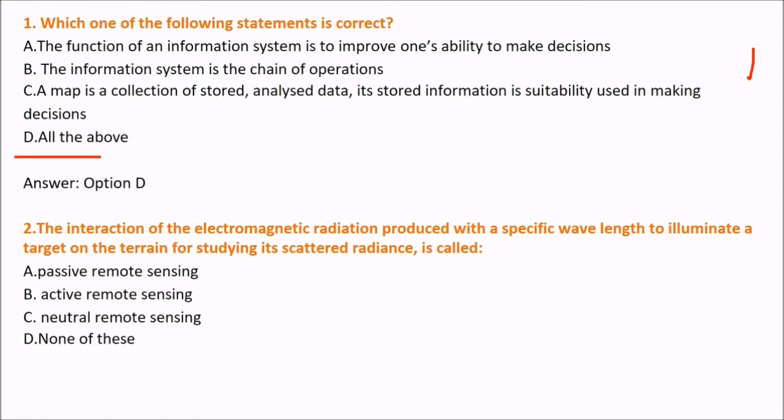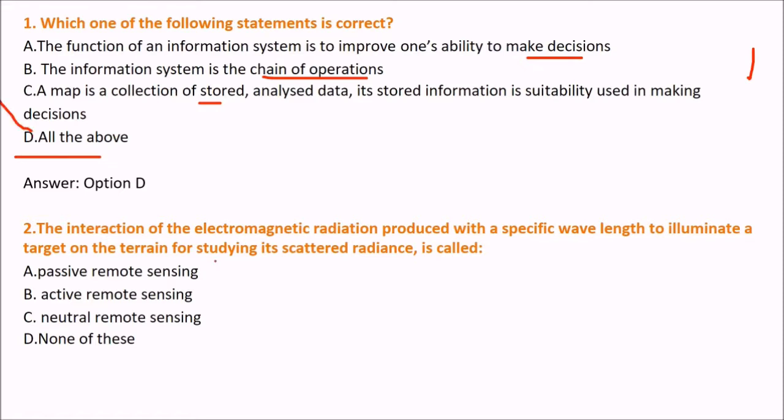That means the function of an information system is to improve one's ability to make decisions. The information system is the chain of operations, and a map is a collection of stored analyzed data. Its stored information and suitability is used in making decisions. Okay, all these are correct.